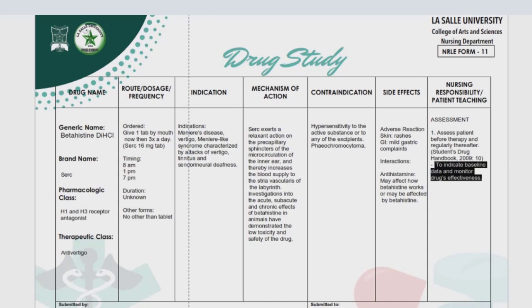Okay, so it may affect how betahistine works and may be affected by betahistine. Pwede siya mo-potentiate, mas mupagrabe sa effect sa betahistine or mas mupagrabe siya sa effect sa antihistamine. So ang patient, if gamitan siya og another nga antihistamine, ang betahistine is drugi kay ang patient.